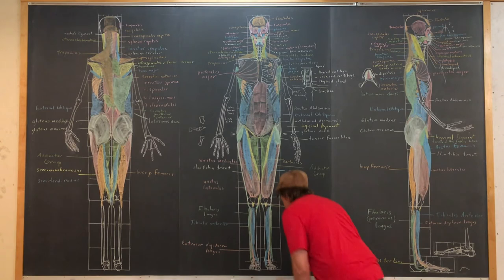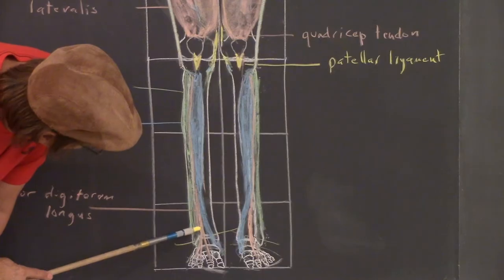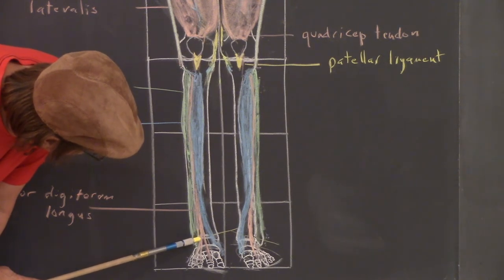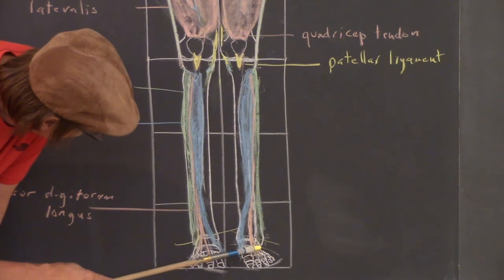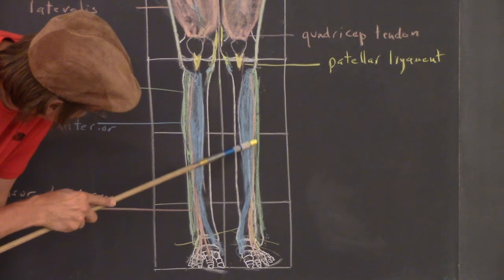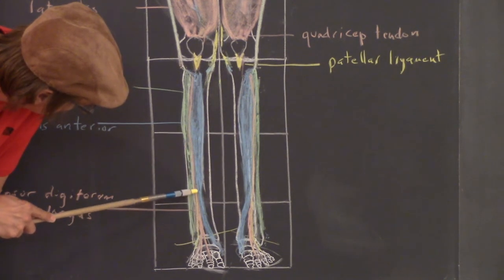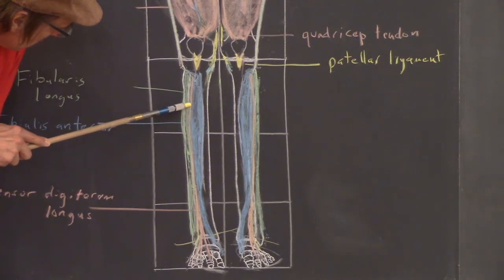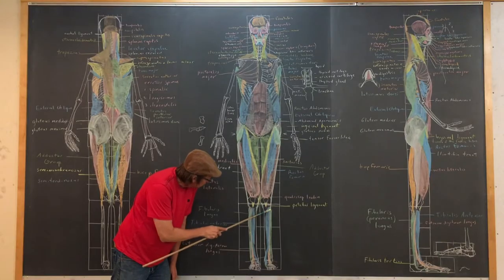So over here, we might catch it just right there, coming down to the little toe side. But again, it does travel all the way up, attaching along the fibula up here, and just a little bit right there on the top of the tibia.